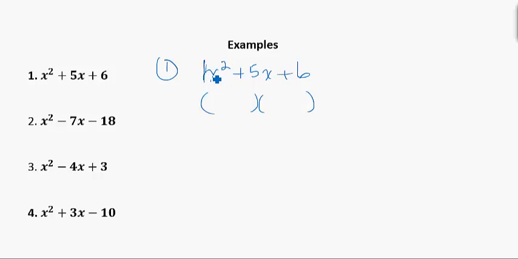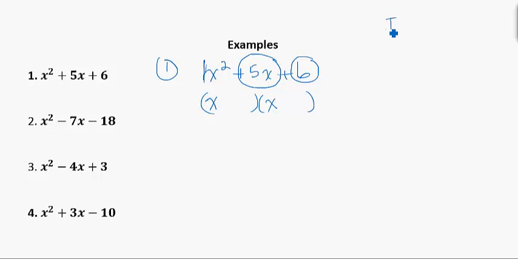You're looking for two values that when you multiply them you get x squared. Your only options are x and x. Then you're looking for two numbers that when you add them you get 5, and when you multiply them you get 6. Now be careful, because it's easy to think of 6 and 1, and the difference of those is 5. But if we add a positive 6 and a positive 1, we don't get 5.